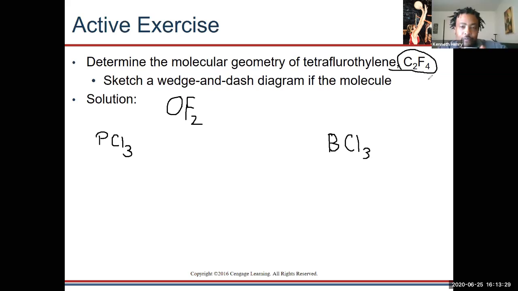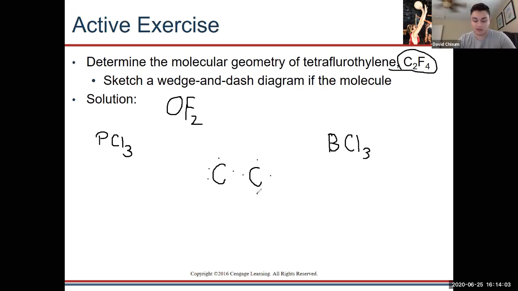So then, what am I going to do? Who's going to be in the middle? Carbon. So we're going to put carbon in the middle. Just one carbon, or both of them? You put them beside each other. So we do the Lewis dot structure first, and then we move on to the molecular geometry. That's what I would do.